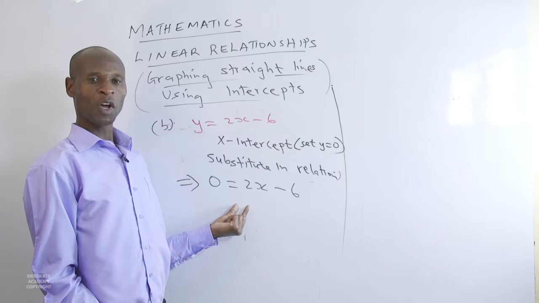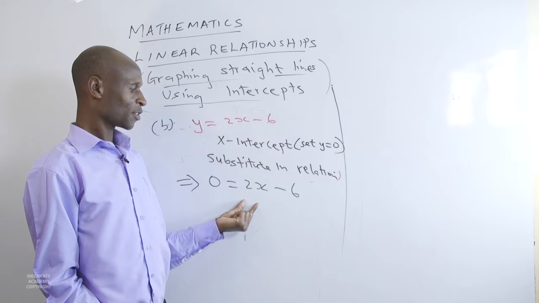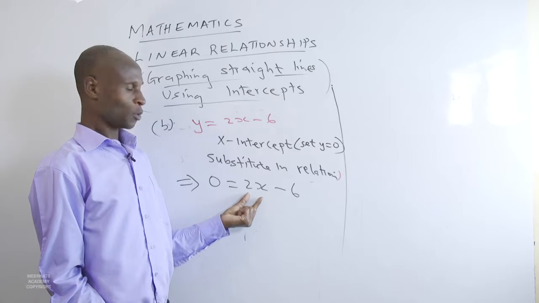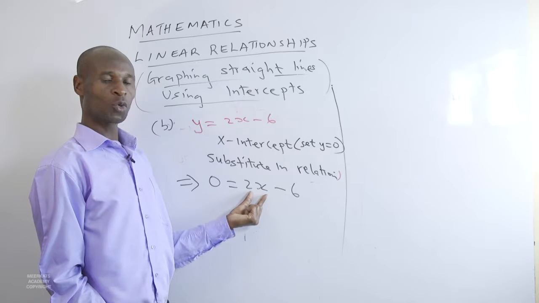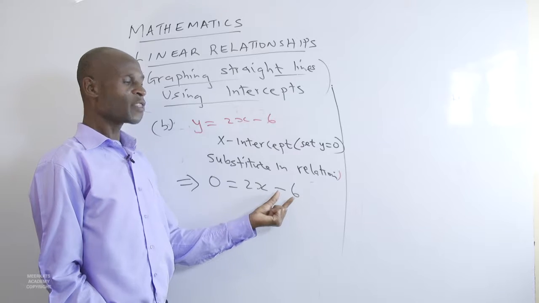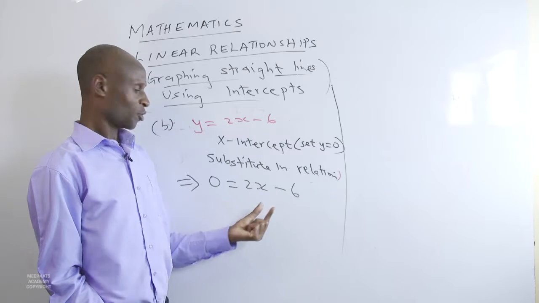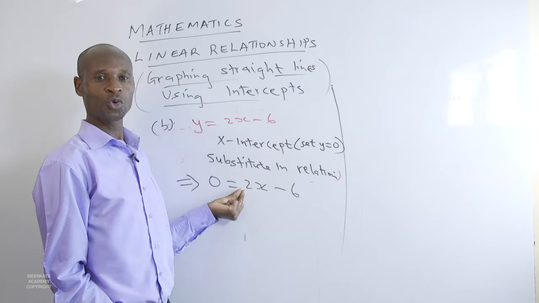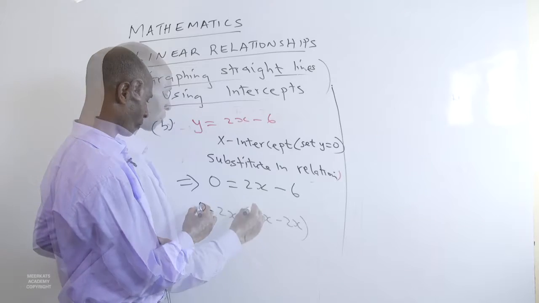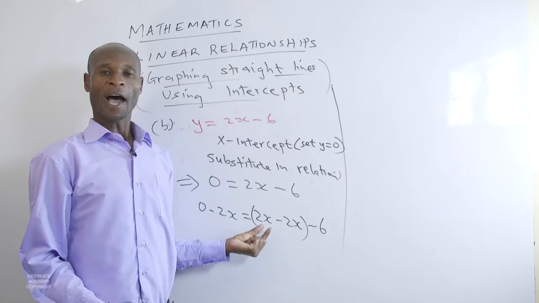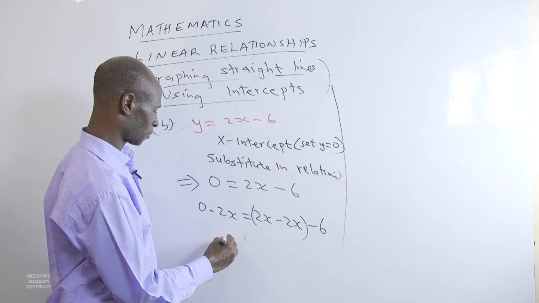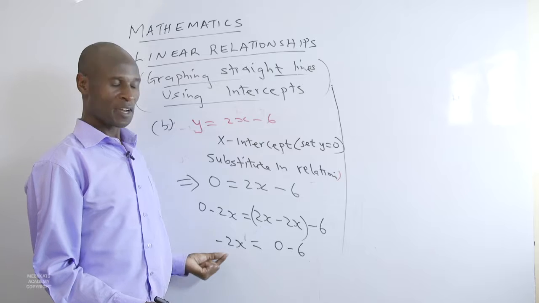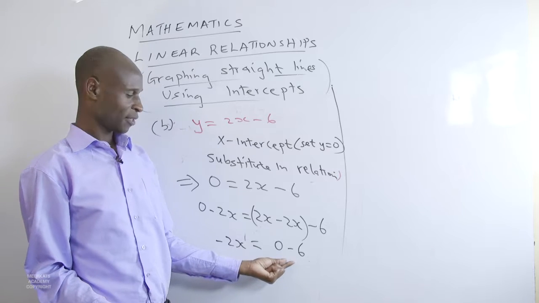At this point, we collect like terms. That means we collect positive 2x to the left-hand side, so that we remain with the negative 6 on the right-hand side. So in this case, because 2x is a positive, we subtract 2x from both sides. That leaves us with negative 2x is equal to 0 minus 6.